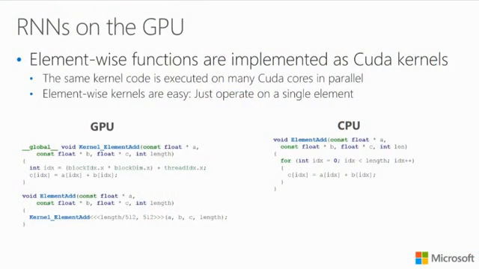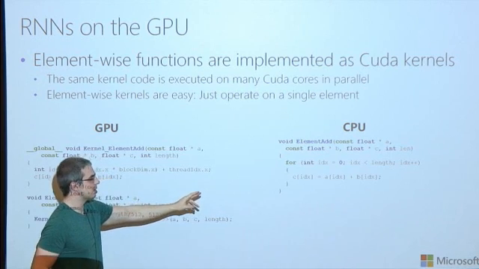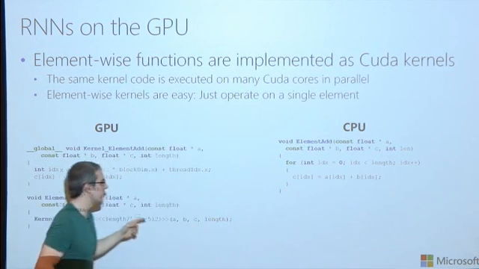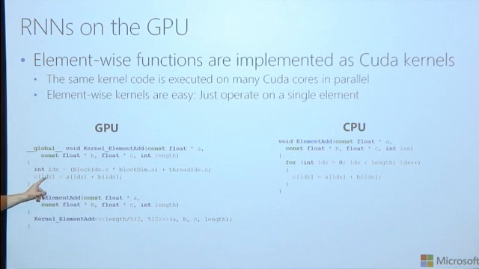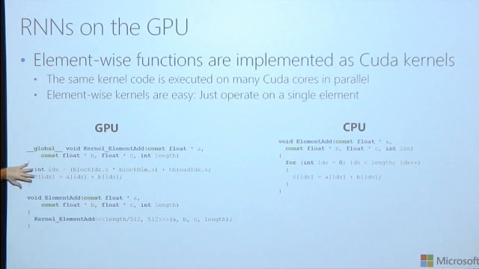And then on the GPU, the elementwise functions are just implemented as CUDA kernels. What that means is that on the CPU, for something simple like adding two vectors elementwise, you would just loop over it and add them. On the GPU, you write a kernel that just adds a single element, and this does the implicit looping. It runs the same kernel on different CUDA cores independently. So you just write a single element, and it's basically the same code as the CPU. So it's fairly simple to write a single element-wise kernel.